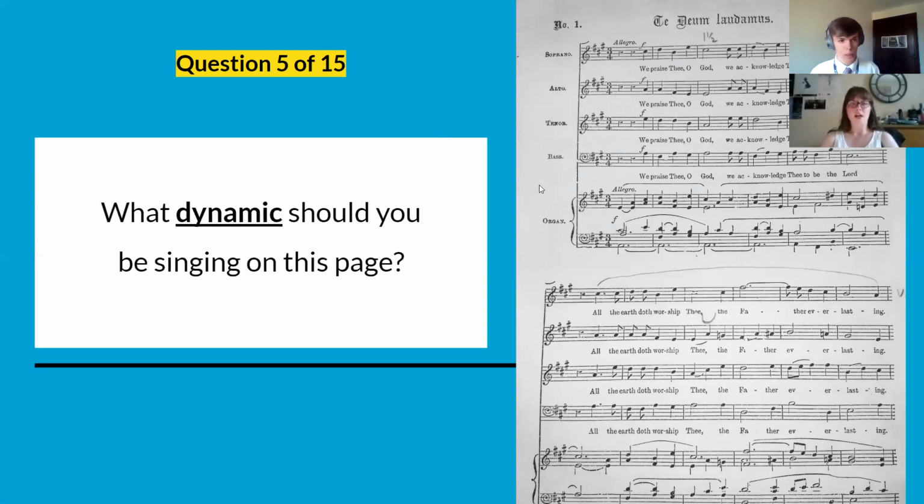Question number 5. What dynamic should you be singing on this page? It's hidden somewhere on this page at the very beginning. I want you to find it. How loud should you be singing?